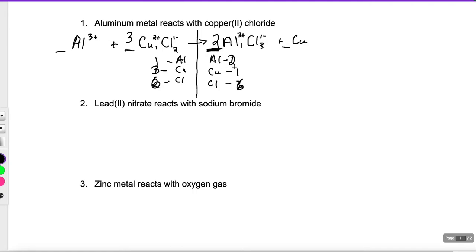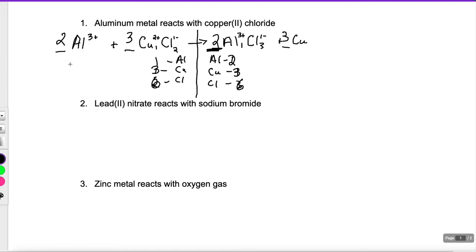Now if we look, the chloride is 6 and the chloride is 6. This copper is 3, and this one is 1, so I'm going to write a 3 there. That will fix that. Now this aluminum is 2, and I need this aluminum to be 2, so I have to write a 2 there.